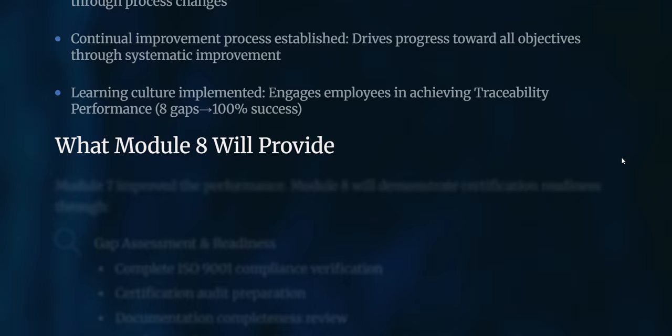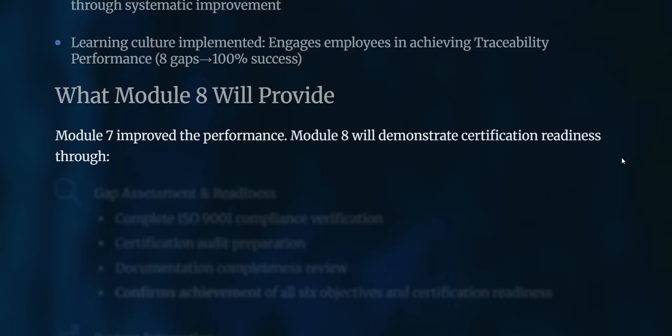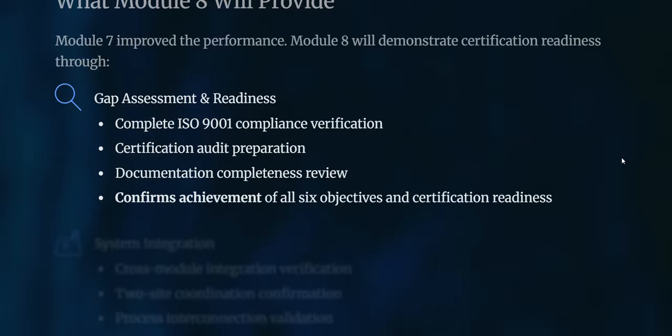What Module 8 will provide? Module 7 improved the performance, and Module 8 will demonstrate certification readiness through the following. First, gap analysis and readiness. It will cover complete ISO 9001 compliance verification, certification audit program, and documentation completeness review, and that will confirm achievement of all objectives and certification readiness.